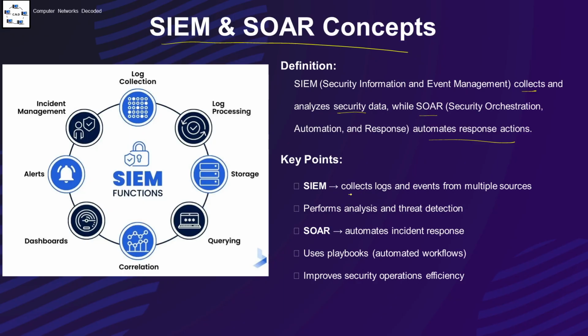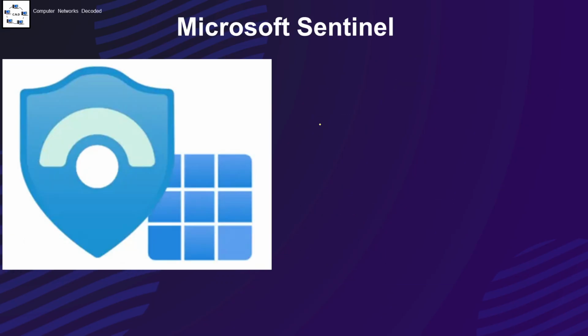So SIEM basically collects logs and events from multiple sources, and it performs analysis and threat detection. So it only detects threat, that is, you can say that it is a passive security platform, while SOAR basically is an active platform that automates incident response. That means it responds to threats and attacks. It uses playbooks, that is automated workflows, and improves security operations efficiency.